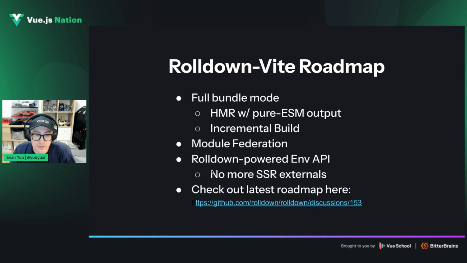And we also intend to use Rolldown to power environment APIs to replace the current SSR transform, which is JS-based, which should greatly improve the performance in full-stack apps during development, because now the server-side graph will be handled by Rust instead of a JS transform. And also, there will be no more SSR externals problems, because everything can be just bundled, because Rolldown is that fast. So check out our latest roadmap here in the link.